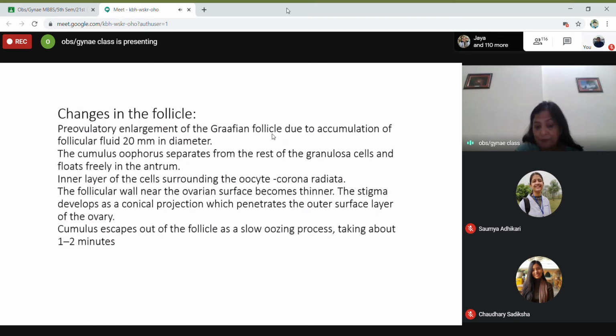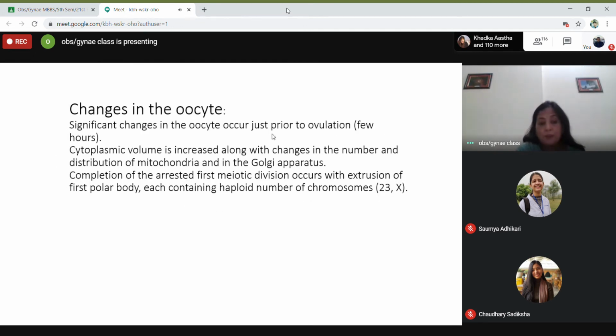The follicular wall near the ovarian surface becomes thinner, and the stigma develops as a conical projection which penetrates the outer surface layer. So there will be thinning of the ovarian surface and the stigma will project, and the cumulus escapes out of the follicles as a slow oozing process, taking about 1 to 2 minutes. Okay, so that is the changes in follicles.